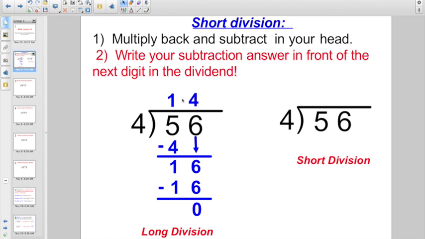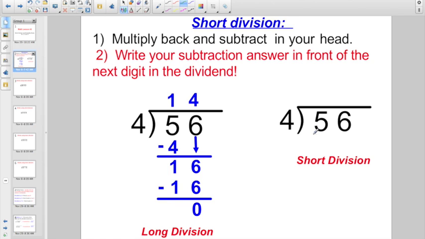So here's the example for long division. I divided 4 into 5 one time, multiplied it back for 4, subtracted for 1. I brought down my 6, divided 4 into 16 4 times, multiplied that back for 16, and I subtracted for 0. That portion is review. Let's take a look at short division.